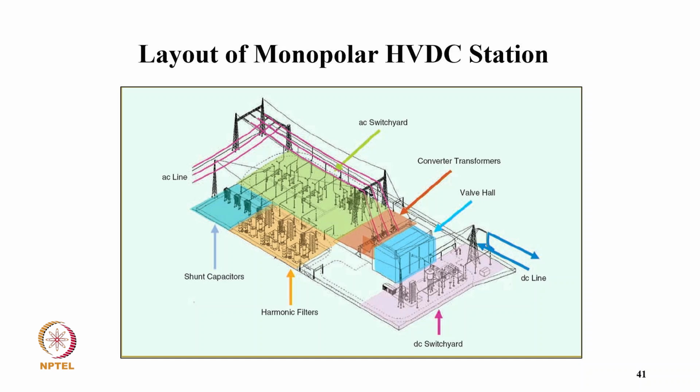And now coming to the layout of the monopolar HVDC station, you can see the different components like shunt capacitors, harmonic filters, then converter transformer, then valve hall, and DC switchyard, and then the DC line with the input AC line.